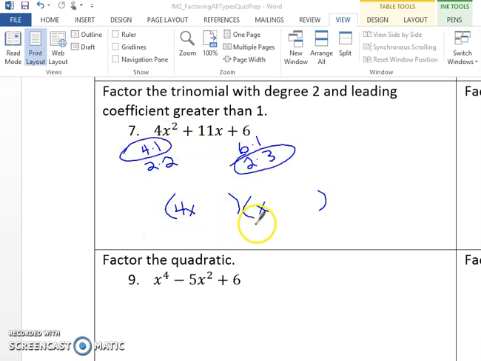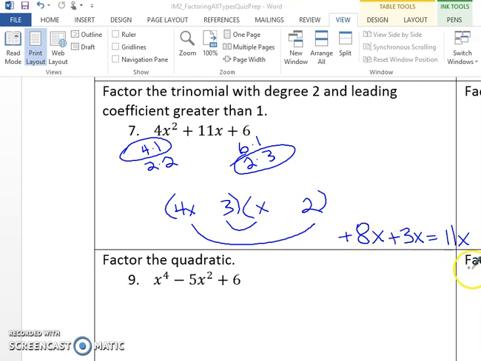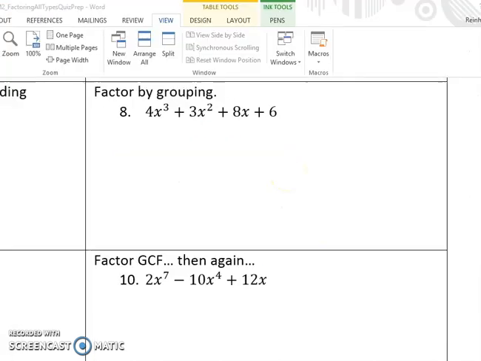I actually did this one in class. We're going to put the 3 here and the 2 here because the outer 2 gives us 8x and the inner 2 gives us 3x, which can combine to give us an 11x if both are positive. Both need to be positive here. This is our final answer. Let's move to the next one.